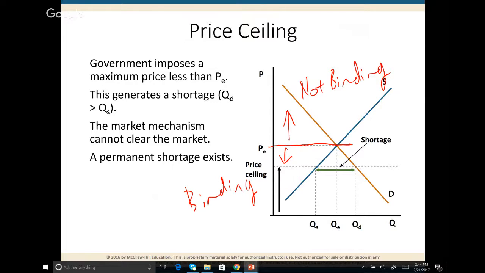And the reason why it's not binding is because it wouldn't cause any change in the economy. But if it's below the equilibrium, so below what you already are, then this would be a binding price ceiling. So let me give you an example.